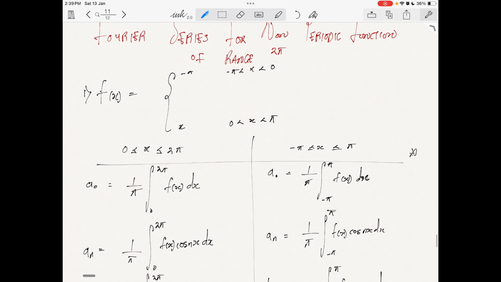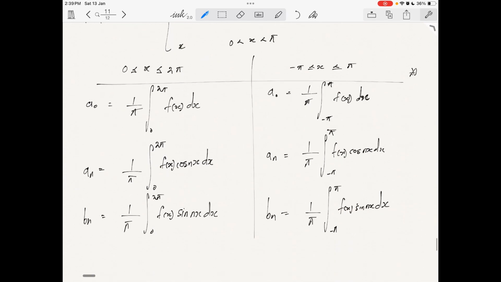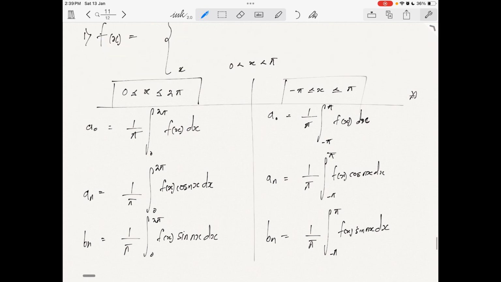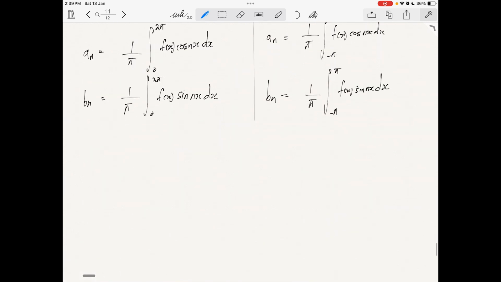To solve this, we recall from our formula that we have two formats, one from 0 to 2 pi, and the second from minus pi to pi. Now let's rewrite the question. It says f of x is equal to minus pi for minus pi less than x less than 0, and x for 0 less than x less than pi.